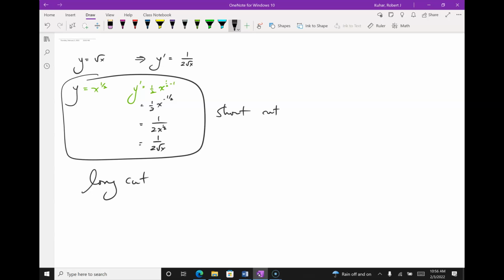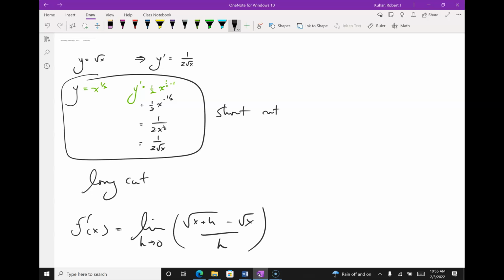When I have a radical, I'm going to do it right into the formula. So f prime of x is the limit, as h goes to 0, of square root of x plus h minus square root of x all over h. I should be able to see the original function evaluated at x plus h minus the original function all over h. And again, what is this? It's the slope of the secant.